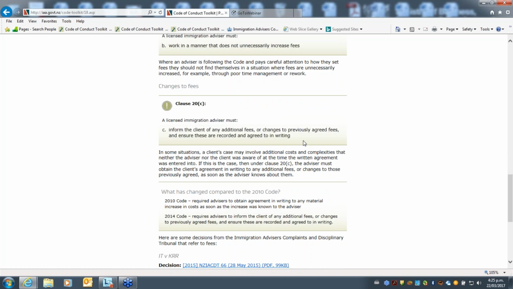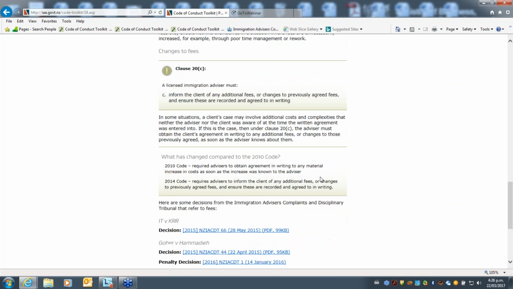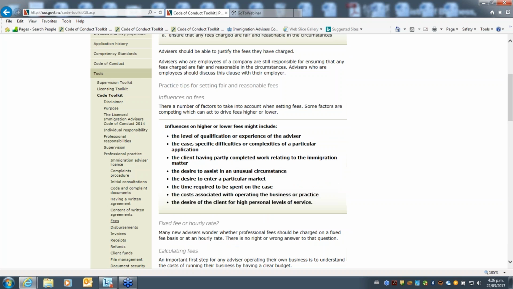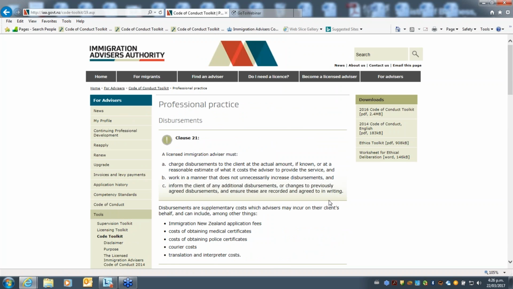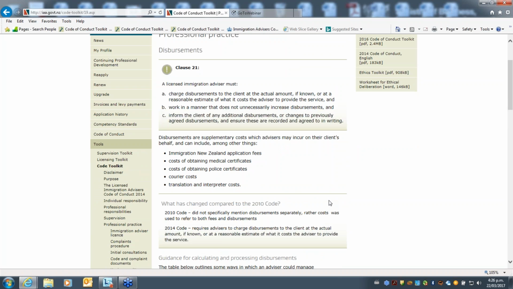You need to inform the client of any additional fees or changes to previously agreed fees and ensure that these are recorded and agreed to in writing. So there may be circumstances that arise in order to do an additional service, or there may be some reason for fees changing. If you're going to do that, you need to do it in writing and get their agreement. And as I've mentioned already, disagreements around fees are often a cause for complaint, largely because they think the advisor hasn't done what they thought they were going to do for the money.